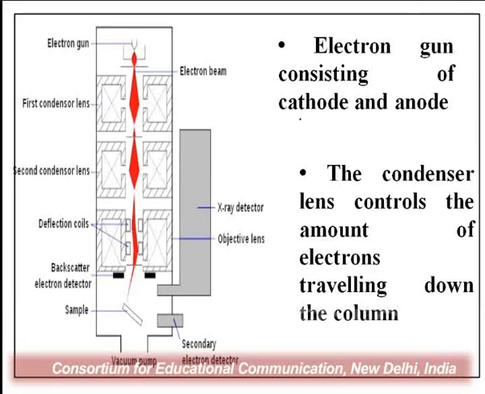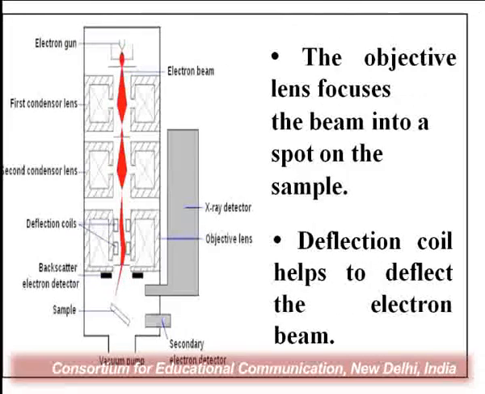The condenser lenses control the amount of electrons traveling down the column. Here we see the first condenser lens, then the second condenser lens. From here the beam is passing. After that, this beam falls upon the objective lens. The objective lens focuses the beam into a spot on the sample. It means the objective lens plays a very important role in making the electron beam fall on a particular area of the sample. And from here the deflection coil helps to deflect the electron beam.